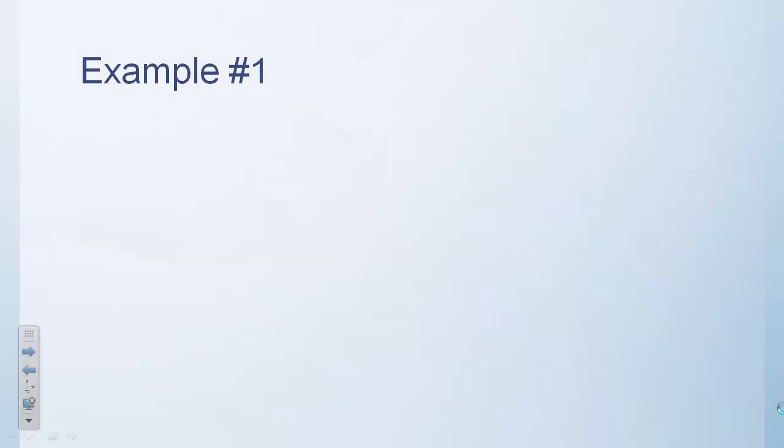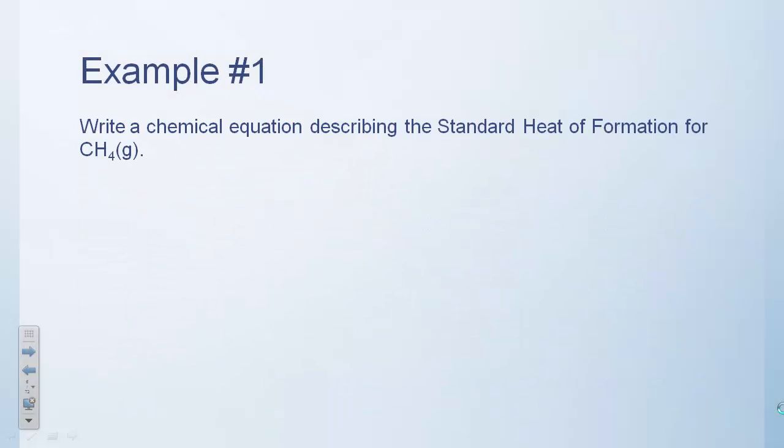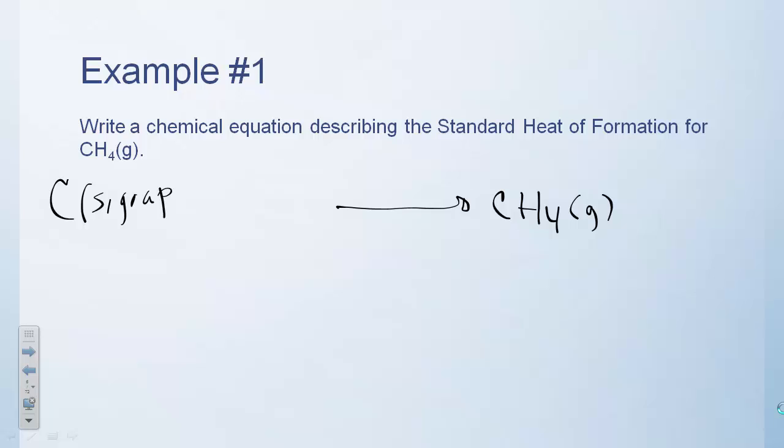Alright, so let's get on with the first of our 3 examples. In this case, we're asked to write an equation describing the standard heat of formation for methane gas. So we simply think about a reaction in which we form methane gas. That's always a given. And we form methane gas from carbon, solid graphite, as we've talked about before, and hydrogen gas.